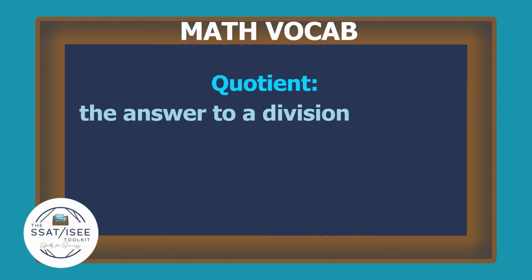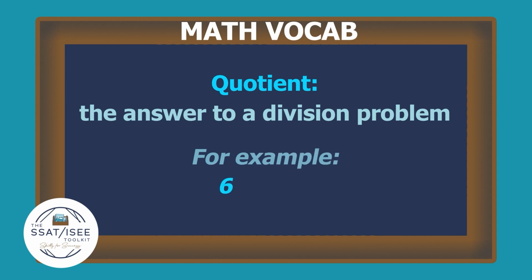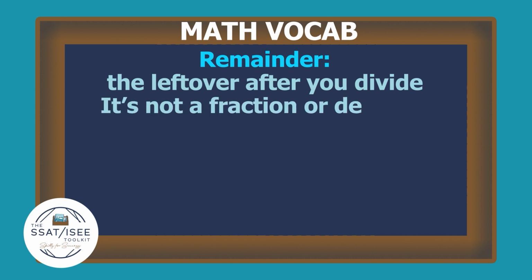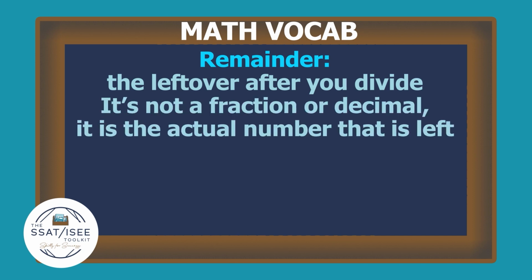The quotient is the answer to a division problem. For example, the quotient of 6 and 3 is 2. The remainder is the leftover after you divide. Note that it is not a fraction or a decimal. It is the actual number that is left. For instance, if you divide 6 by 4, 4 goes in one time with a remainder of 2.